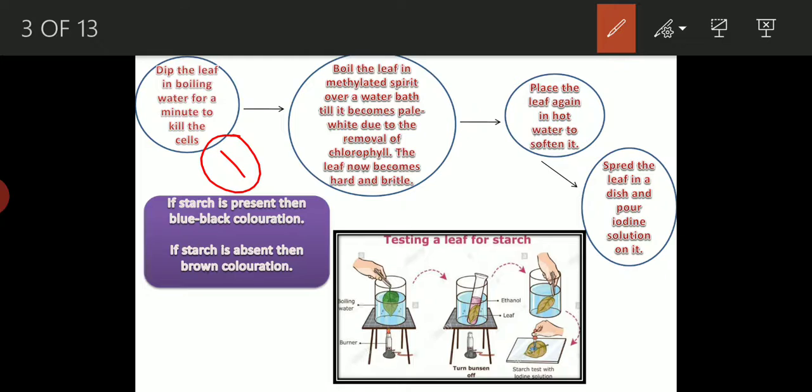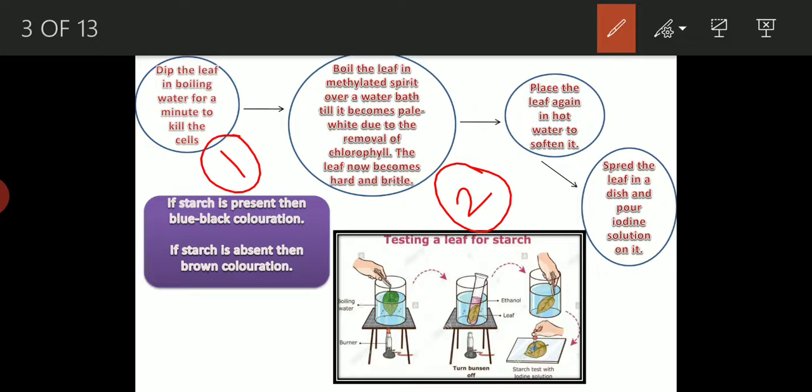Just to kill the cells of the leaf. Then in the next step, we are taking that same leaf and putting it in a test tube containing methylated spirit or ethanol. And then we are putting that whole test tube containing the ethanol or methylated spirit and the leaf into a water bath. That means a beaker containing water. By this step, we are actually removing the chlorophyll that is present in the leaf.